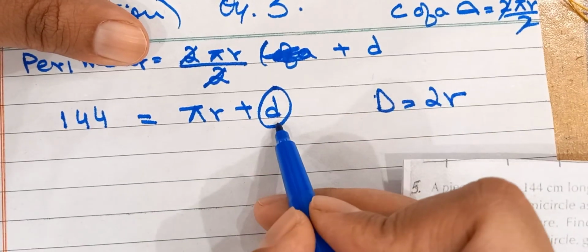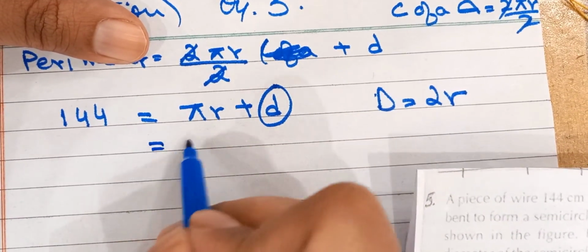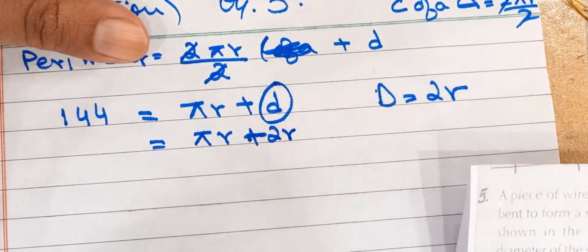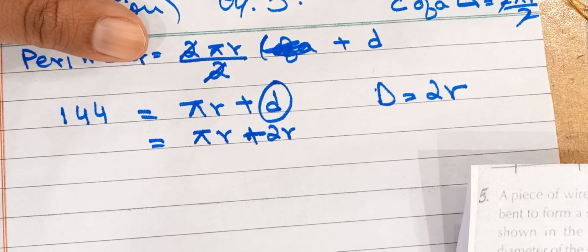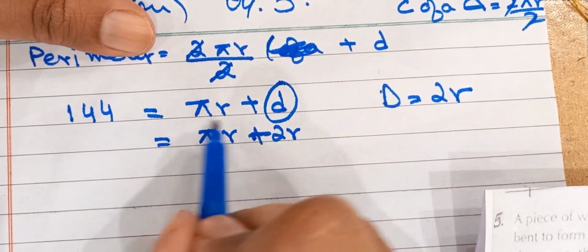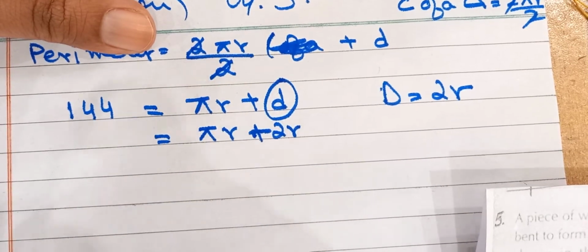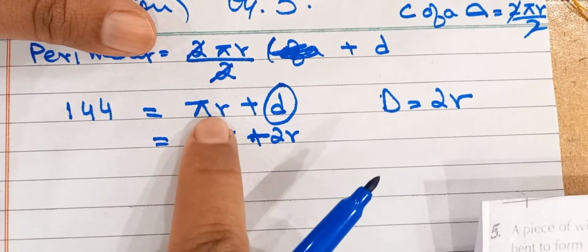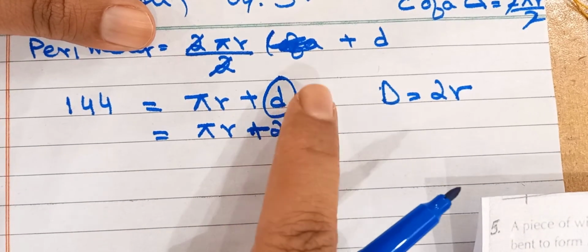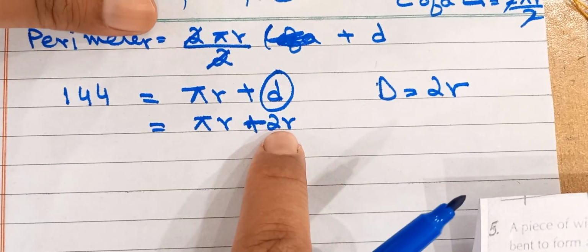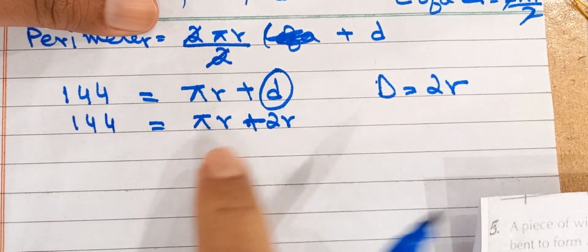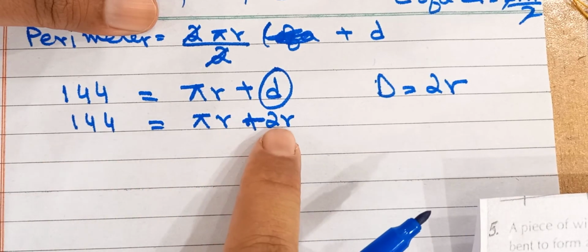So I will replace this diameter with 2r. Now it is essential to do it here because in one equation there has to be one unknown. Radius is not known, diameter is not known, but I can write diameter in terms of radius. Now there is only one unknown in the entire equation, radius.